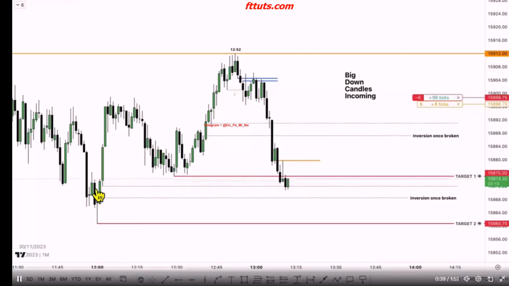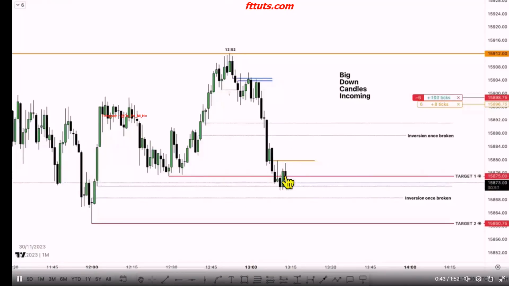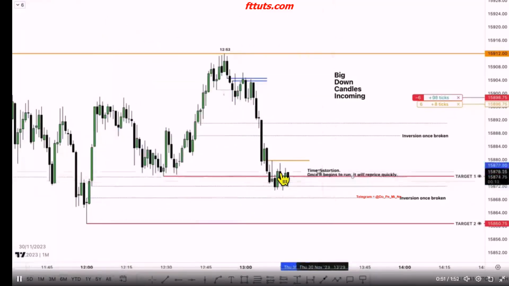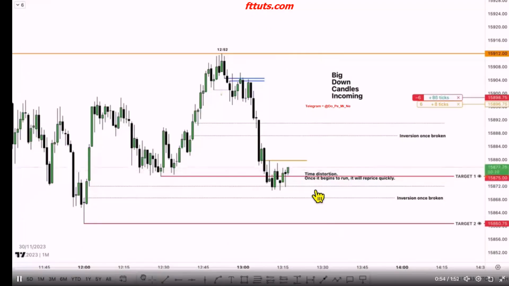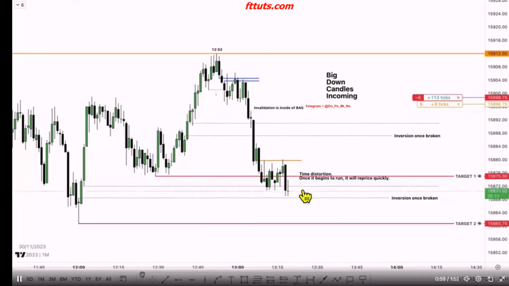Then this BC should also act as an inversion once broken, but think back to what I outlined to you in the market maker buy model schematics. Whenever there's a BC, an imbalance in deep discount, right before the original consolidation, price could find, in this case, support there before it continues lower. And that's what we see here. Price taps into this BC and it doesn't straight break through it. Instead, it spends some time around this price range, which is time distortion. And once it begins to run, it will reprice quickly, is what you can see me right here.